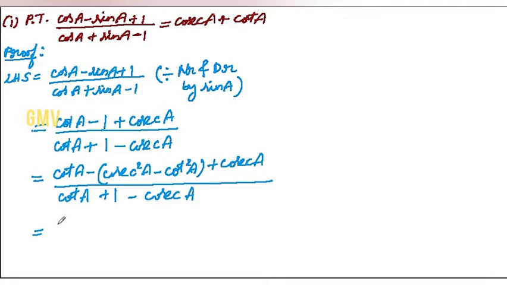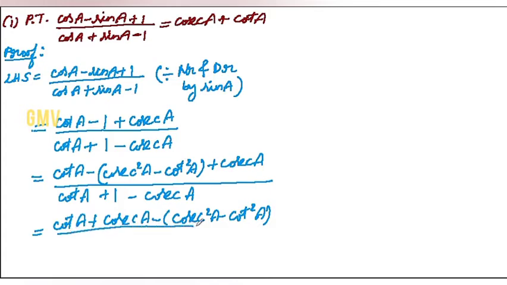In the next step, cot A is there, I will write cosecant A now in the end, plus cosecant A. Here minus is there, minus of (cosecant square A minus cot square A). I just interchanged these two terms, divided by the denominator as it is, cot A plus 1 minus cosecant A.